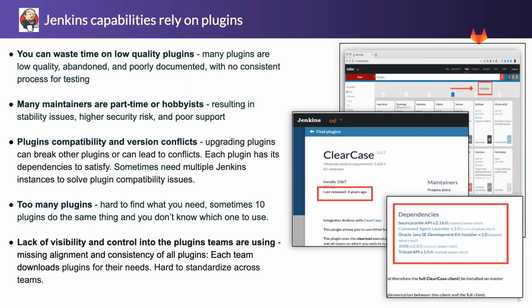And another problem that impacts large enterprises is lack of visibility and control, because what happens in Jenkins is there are many teams. Each team has its own Jenkins master, and they have their tools, and then they download the plugins that they need for themselves. And then the organization, the CTO or a central IT team, doesn't have visibility, and there is no alignment on which plugins different teams are using.